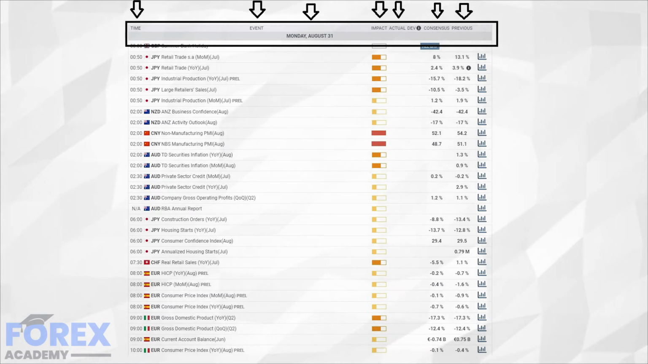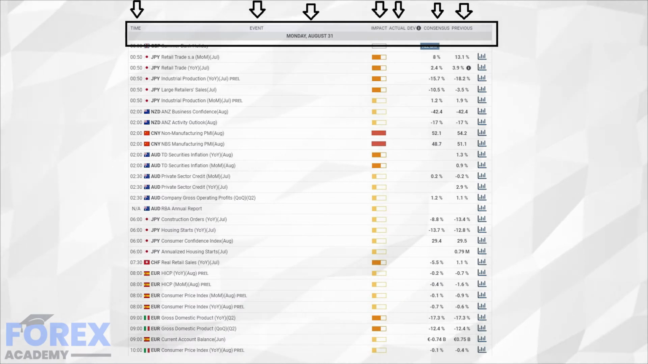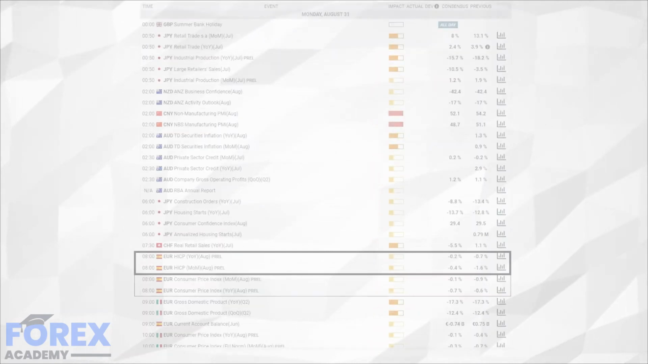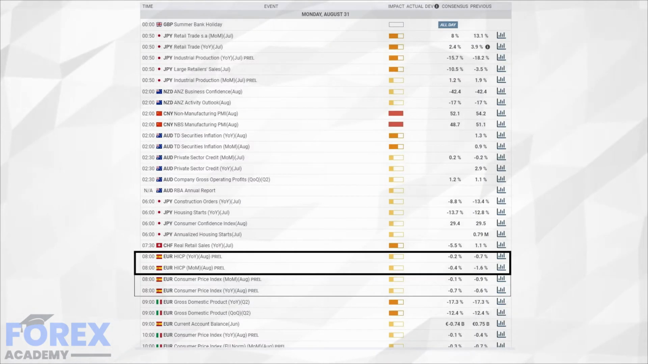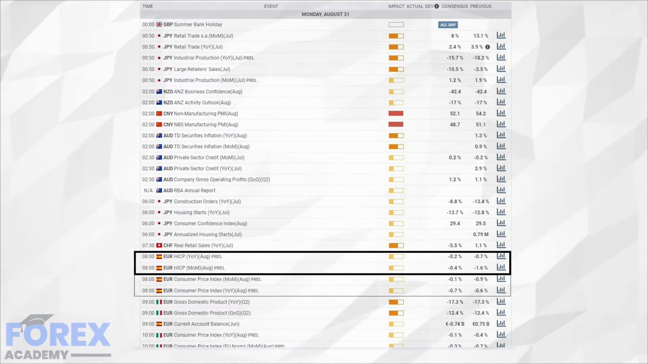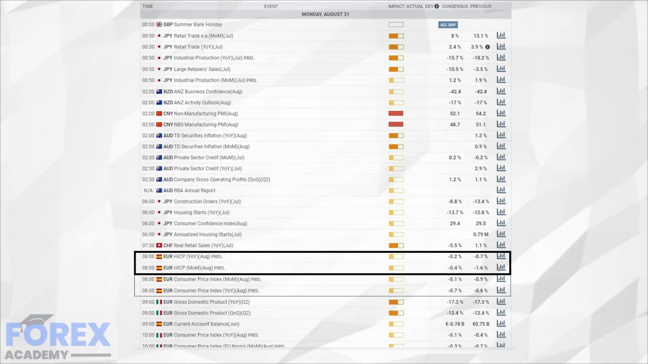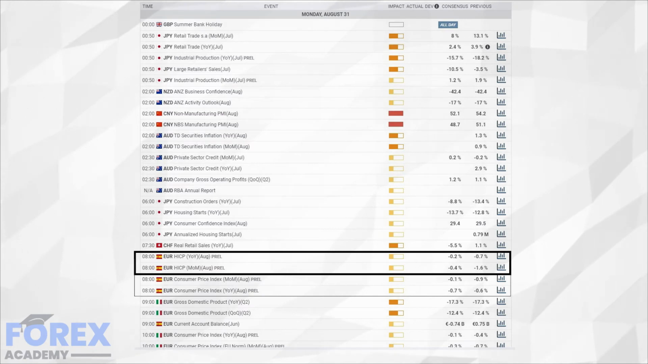The consensus, or what the market thinks that information is going to be based on the forecast formed by an economic and financial analyst. Previous data is also shown, whether that be weekly or monthly. Here we can see that for the economic calendar on Monday the 31st of August at 8 AM, Spain will be releasing their Harmonized Index of Consumer Prices or HICP data and simultaneously releasing Consumer Price Index information for both month-on-month and year-on-year. These are all preliminary readings.